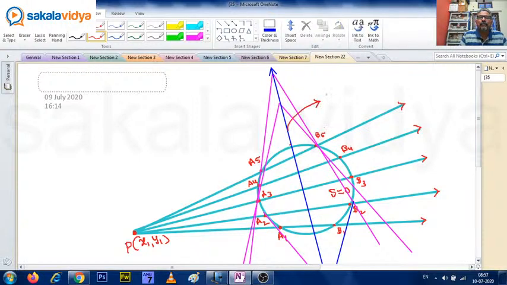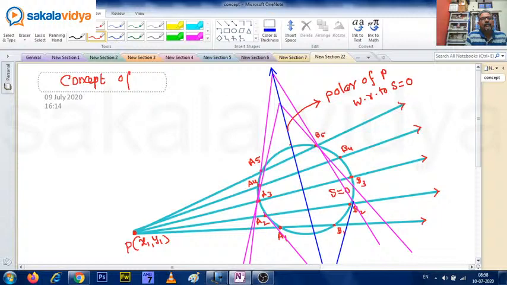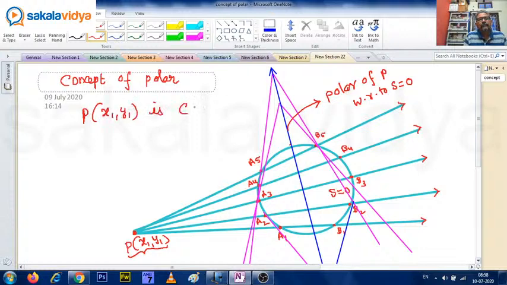So this is called polar of P with respect to S is equal to 0. So this is the concept of polar. Concept of polar. This P point, see, the P x1 comma y1 is called pole. Is called pole.